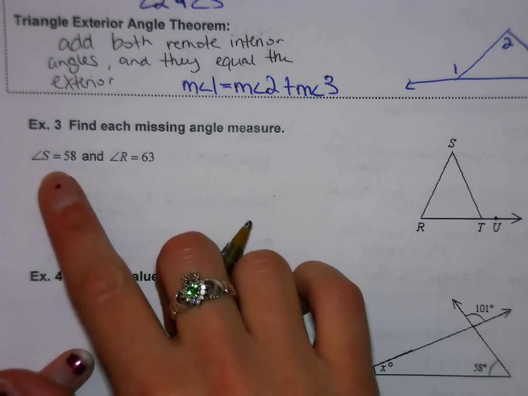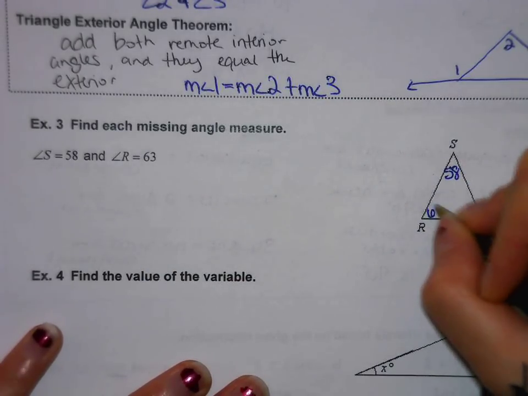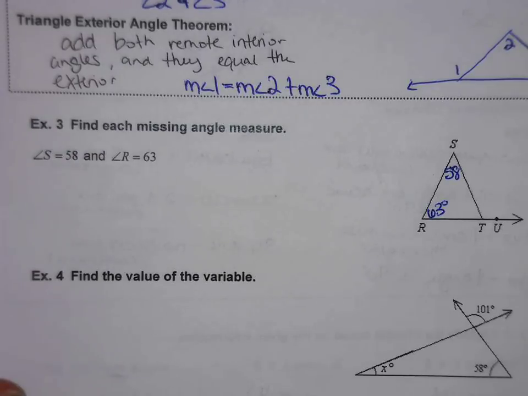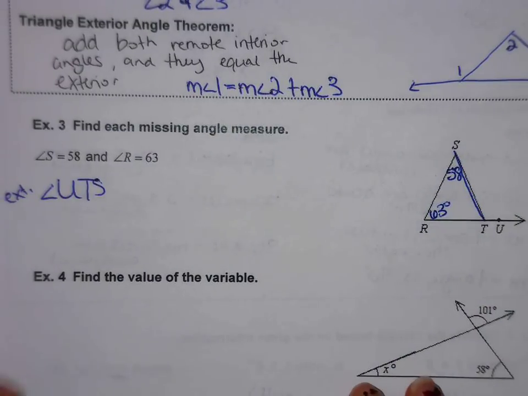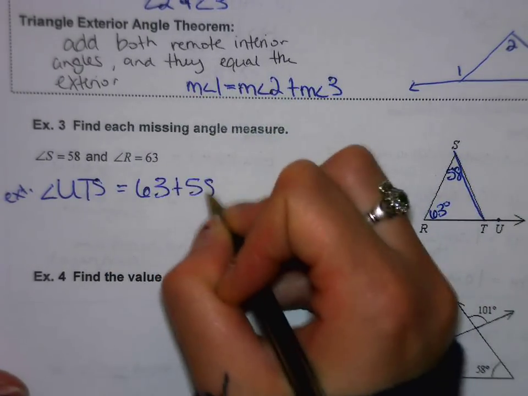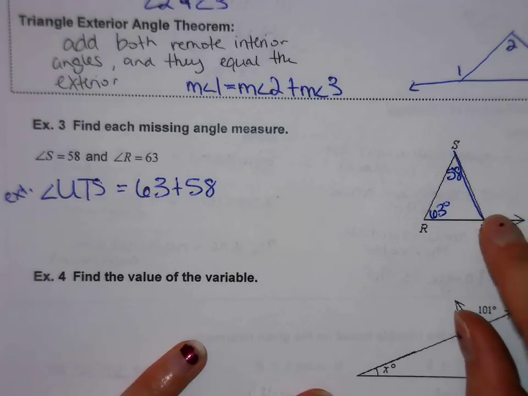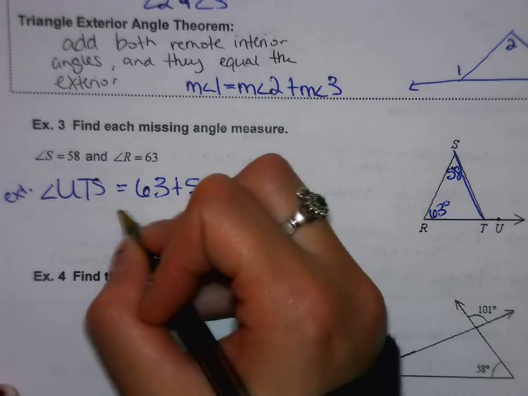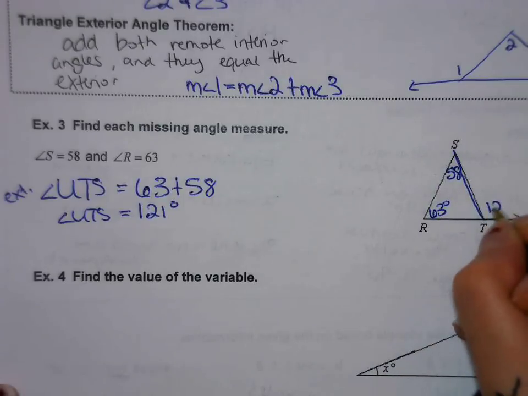If the measure of angle S is 58 degrees and angle R is 63, we need to find the missing angle measure. We want to find our exterior angle, which is angle UTS. So this is our exterior angle. Exterior tells us we have to do 63 plus 58. These are our two remote interior angles. They're inside the triangle and they're not touching our exterior. So 63 plus 58 is 121 degrees. So angle UTS is 121 degrees.